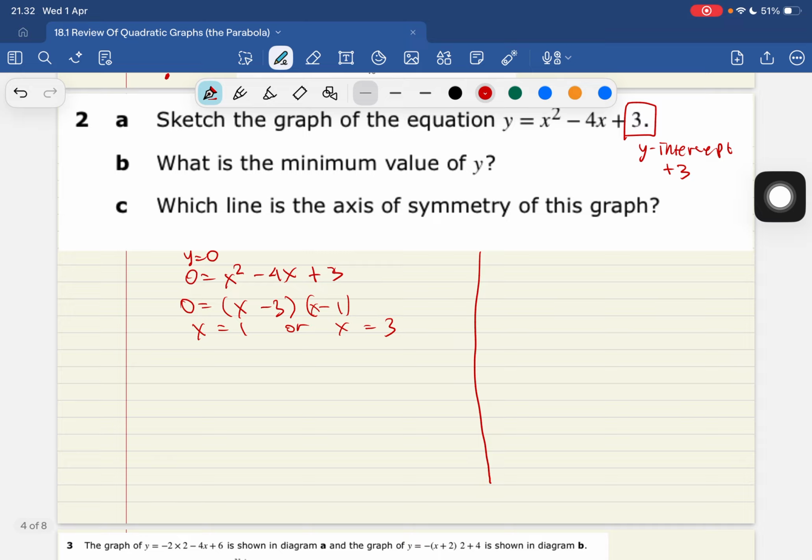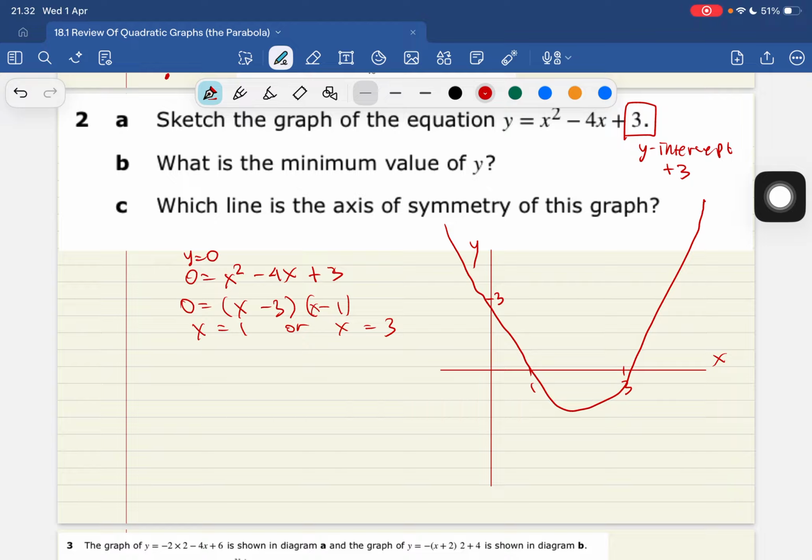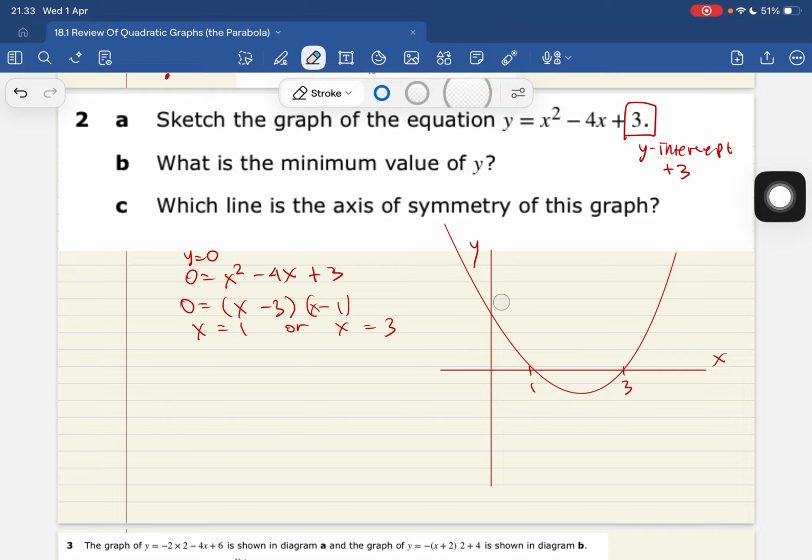Okay, so let us sketch. We don't need to make it detailed as this is only a sketch. Here is y, here is x. The curve will cut the y-axis at plus 3, and the x-axis at 1 and 3. So let's draw the curve. Here is the curve, almost like this. Here is 3, and here are 1 and 3.